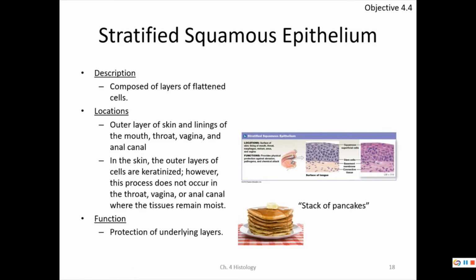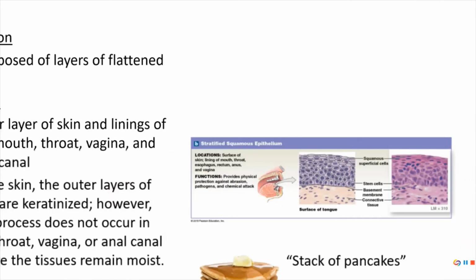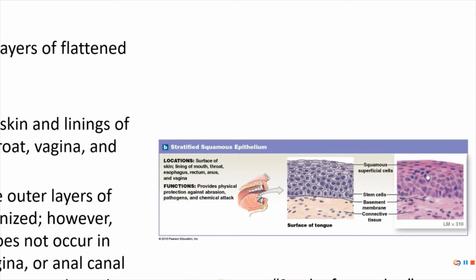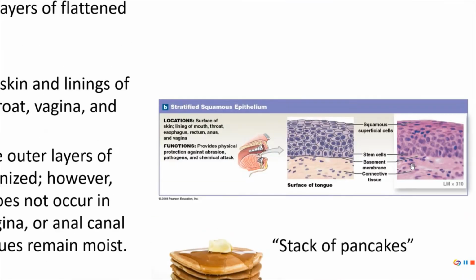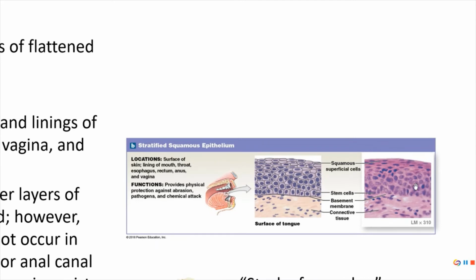Let's do stratified. Stratified squamous, to me, looks like a stack of pancakes. I've got a whole bunch of pancakes all packed together. Somebody wants some pancakes. Now, this is a slide of that, and you can see very flattened cells at the top, and at the bottom the cells are boxy. Flat at the top, boxy at the bottom. I will show the real slide. You see that there are multiple layers, and the top is flat.